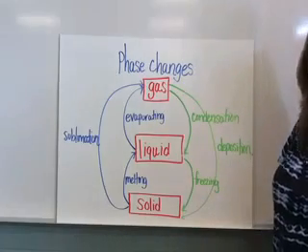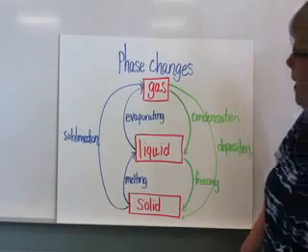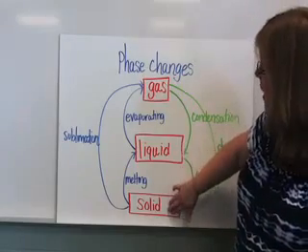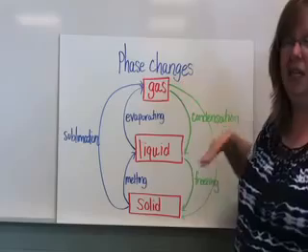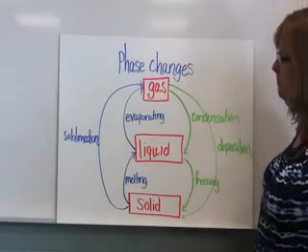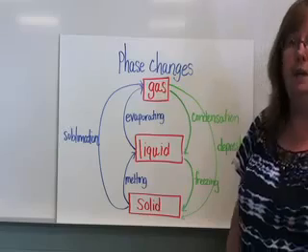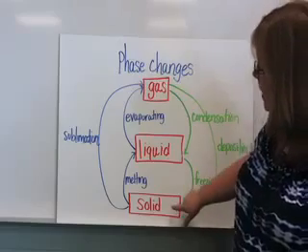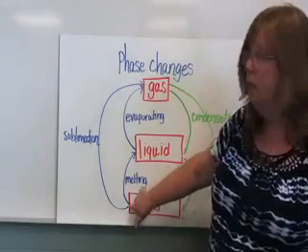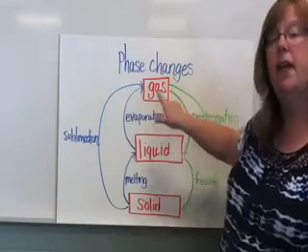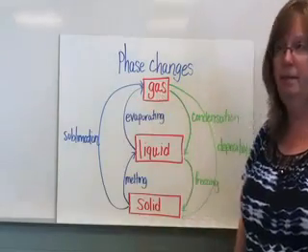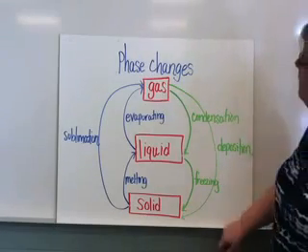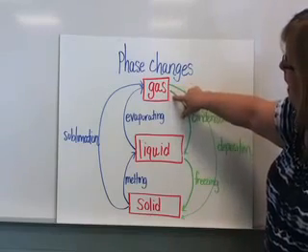Now, there are some things, and this is really cool, where at a certain temperature and pressure, it goes directly from a solid to a gas. It skips the liquid phase altogether. Dry ice is the most common thing that you may be familiar with that does this. It goes directly from a solid to a gas. That's called sublimation.